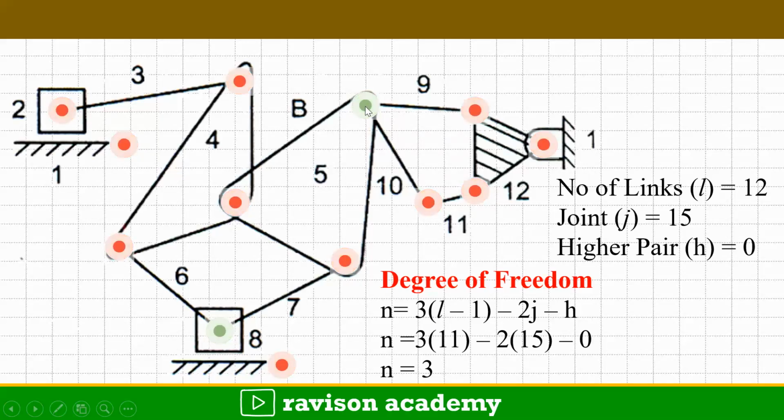So coming to the total number of links, you have 12 links and the equivalent joints are 15. The higher pair is 0. So on substituting, you will be getting the degree of freedom is 3. So with an even number of links, the degree of freedom will be odd.